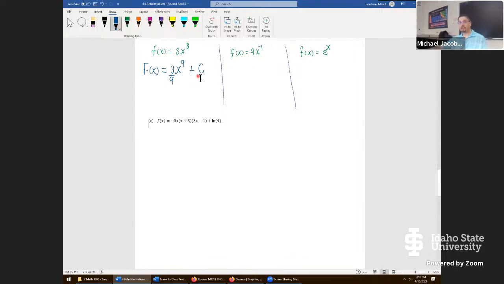So that could be 0, it could be square root of 2, it could be 10 billion, or 3, just any number. We still have to simplify these things. So this would have to be simplified to 1/3. And that would be our antiderivative. F of x is 1/3 x to the power of 9 plus a constant.